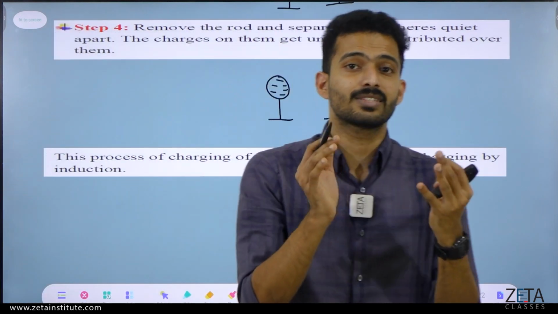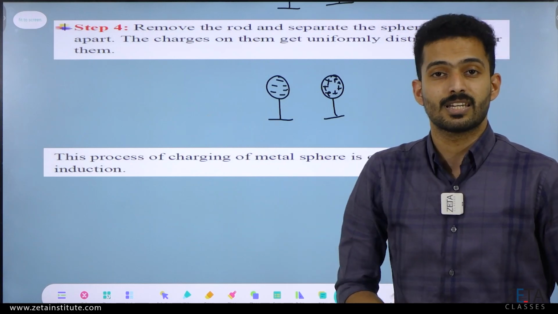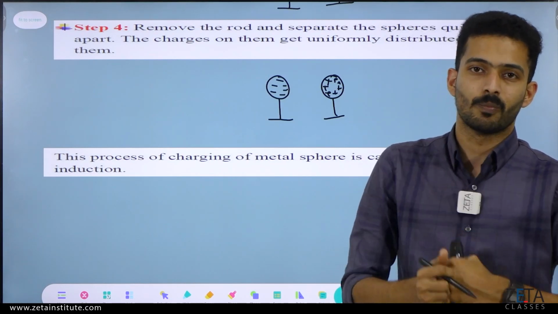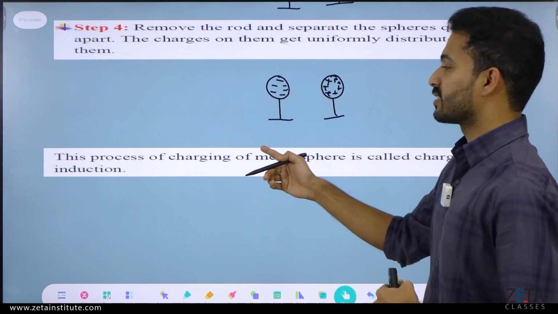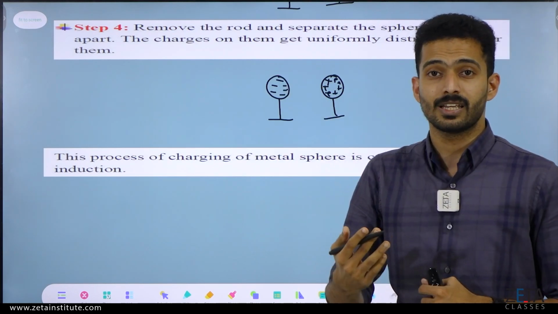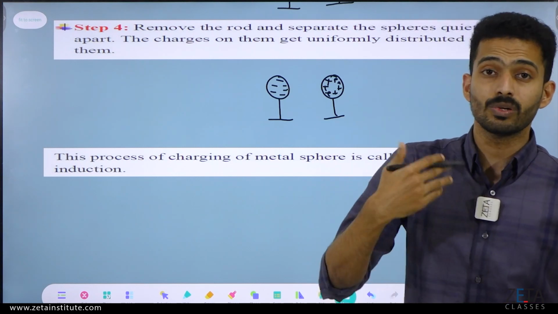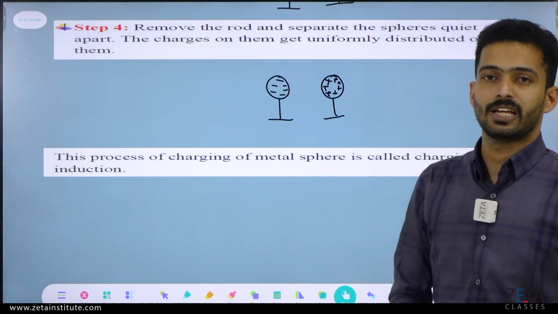First one is charging by contact. Before, we have already discussed charging by rubbing two objects. Then charging by contact. Then next it is charging by induction. In charging by induction, the two bodies do not touch each other. So without touching, the body is charged. So that is charging by induction.